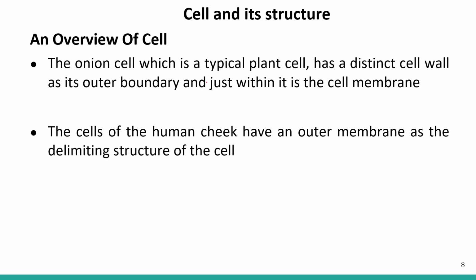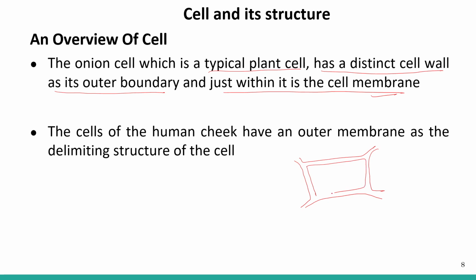The onion cell, which is a typical plant cell, right? So generally, when we want to see a plant cell, we take onion peel from the scale leaves of the bulbs, right? It is a typical plant cell and has a distinct cell wall as its outer boundary and just within it the cell membrane. If we want to see an onion peel cell, we can see the plant cell like this. This is the cell wall.